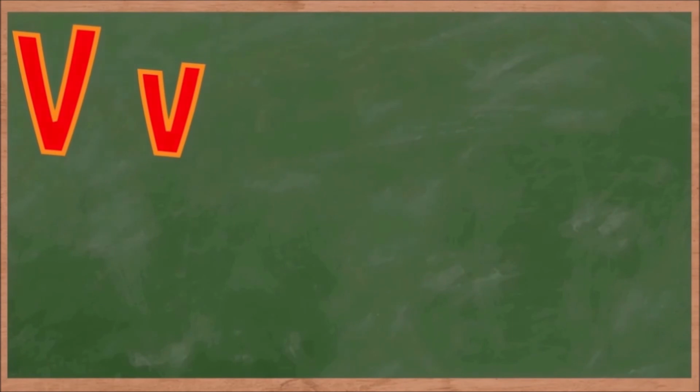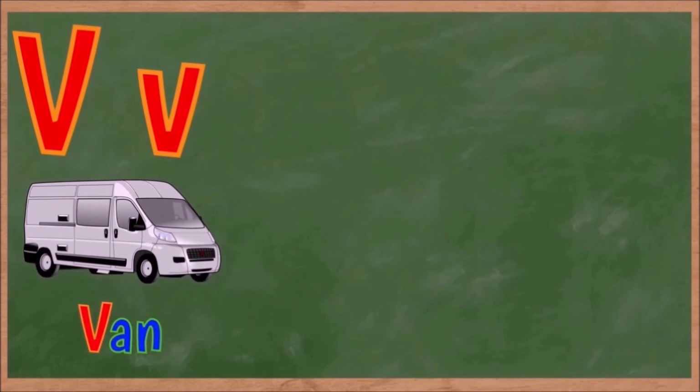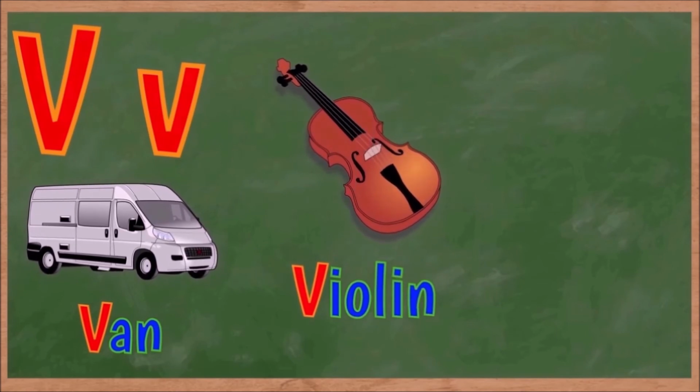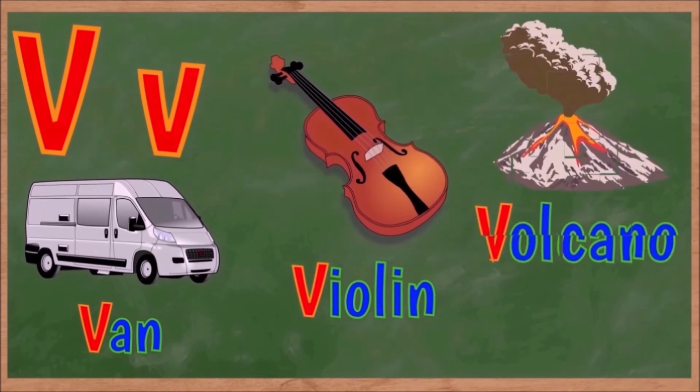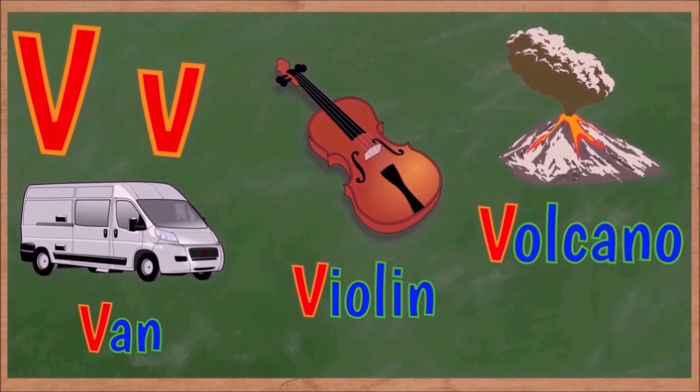I think we're close to the end. The next letter is V, and the V makes a V sound. Give it a try. I got it. Did you get it? V for van. Violin. Volcano.